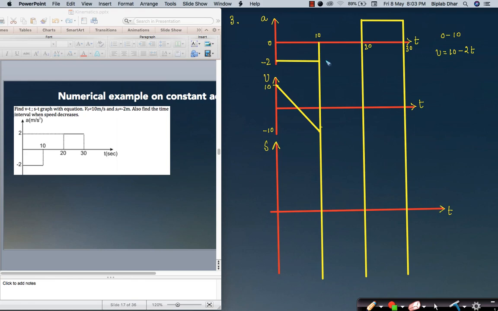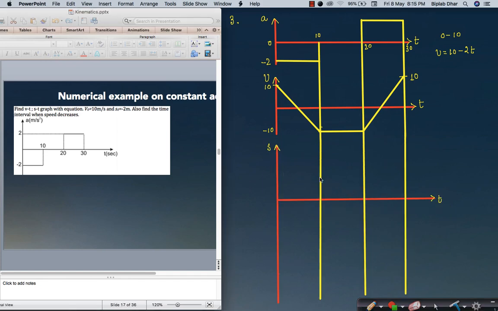Now from 10 to 20 seconds, as acceleration is 0, the velocity will remain constant at minus 10. And from 20 to 30 seconds, as acceleration is plus 2, it will be a similar graph, but now the slope will be positive 2. So this graph will go like this, where this value will again be plus 10 meter per second. That will be the VT graph. I hope you could solve this VT graph easily.